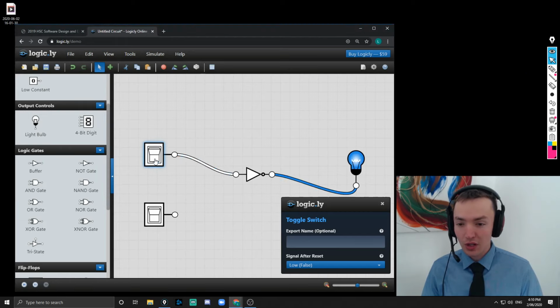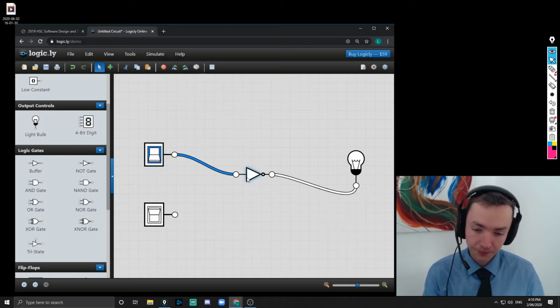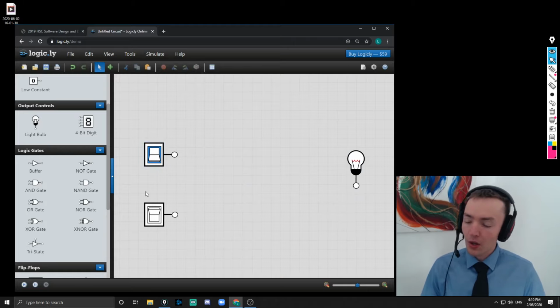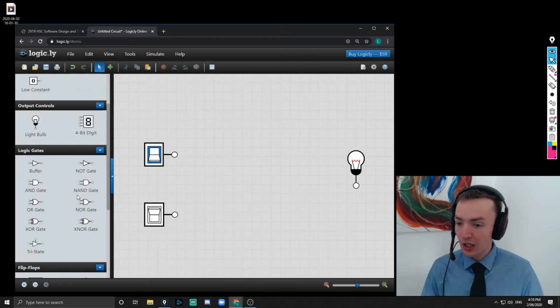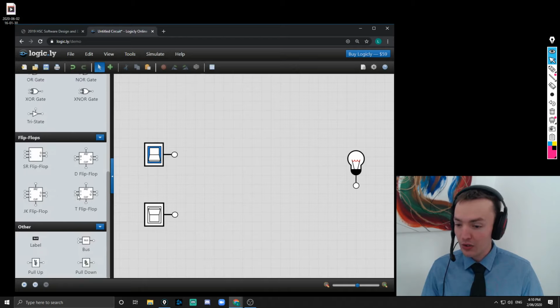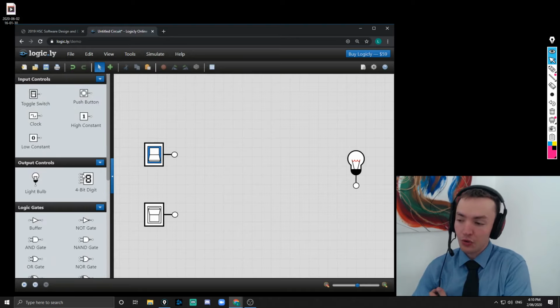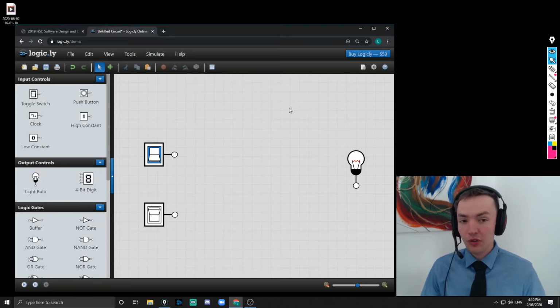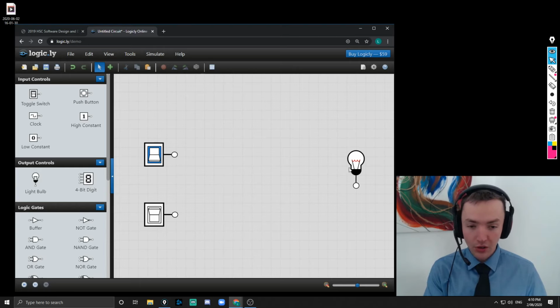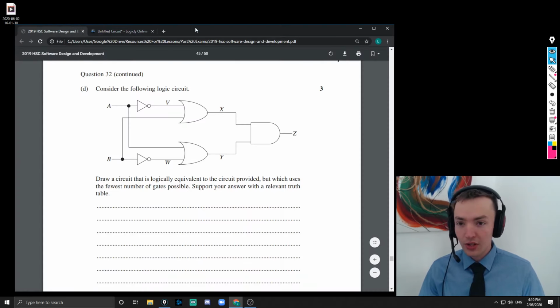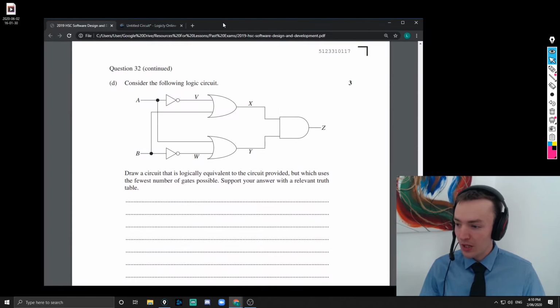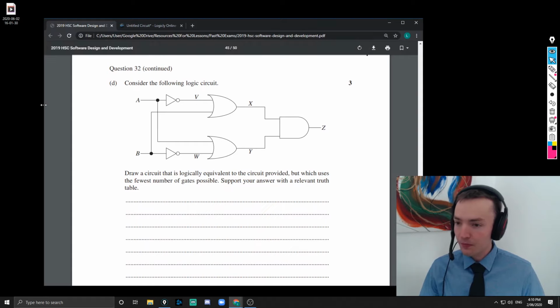So with inversion, the switch is off, the light bulb's on. If the switch is on, the light bulb is off. Right. So that's all you really need to know. Those are all the really basic logic gates, and I think that's all you really need for this course. So using that knowledge, let's answer this question from the exam.